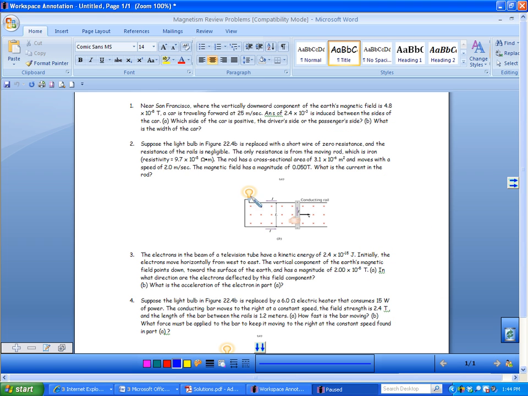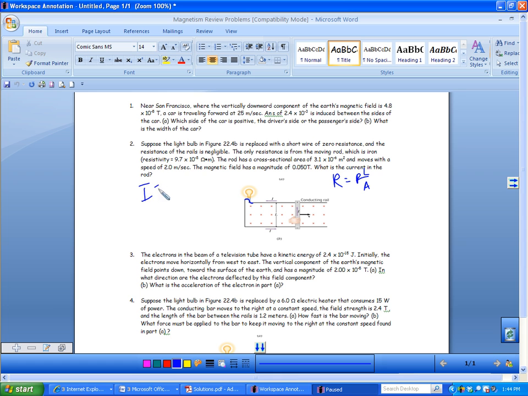Okay, number 2 says to take this light bulb out and just put a wire there. So I have complete connection. I have minimum resistance from the wire and the rods, the wire and the rails that this rod is going to ride on. This rod is going to have some resistance, and that's going to be rho L over A. And they want to know what the current is in the rod.